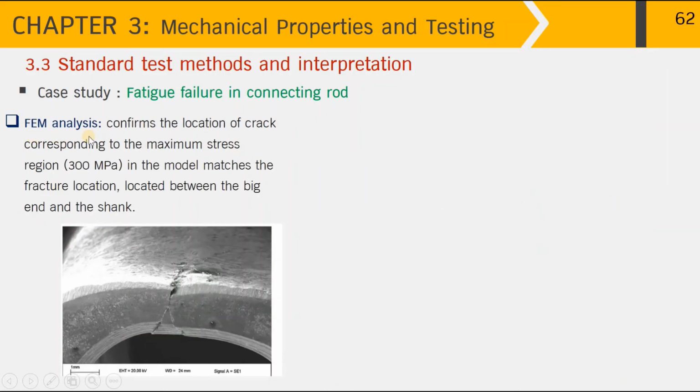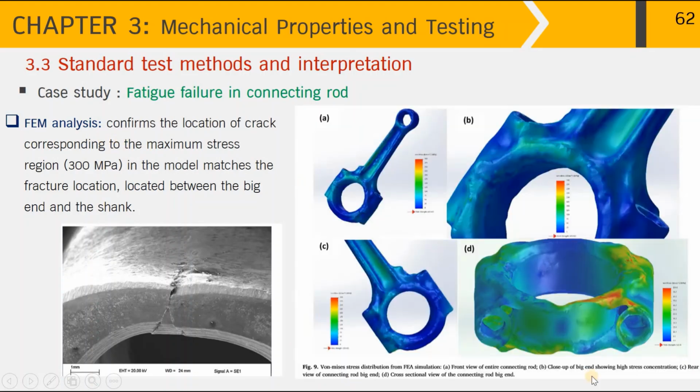With the help of FEM analysis, as you can see from the pictures here, we can simulate the stress condition on the whole connecting rod component. From this, it confirms the location of the crack over here in figure D, that the location of the crack corresponding to the maximum stress of 300 megapascal matches the fracture location between the big end and the shank, as you can see over here from the picture on the left-hand side.